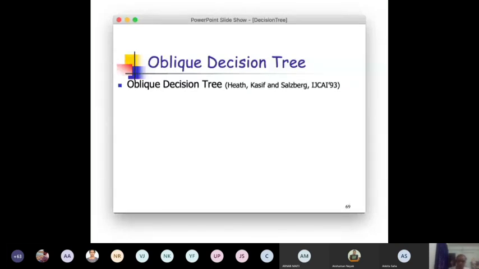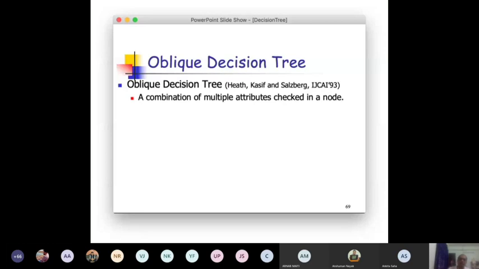Now, the oblique decision tree rather considers a combination of attributes. In the usual decision tree, at every node, you are checking the conditions with respect to only a single attribute. But in an oblique decision tree, it is a combination of attributes that is considered. And as I mentioned, our context here is attributes having numeric values, mostly defining a continuous domain, say real space.